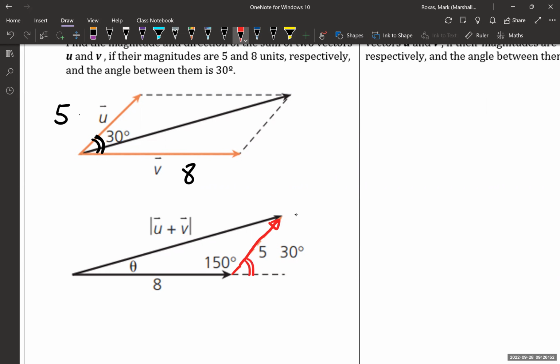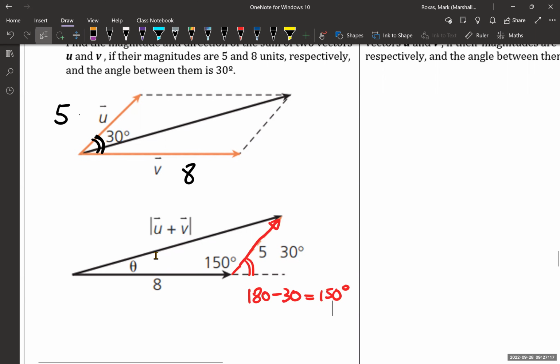Okay, but I don't need that 30 degrees. I want the angle inside the triangle because we're dealing with solving triangles here. So the angle inside the triangle is going to be 180 minus 30, which is 150. And that's just the complementary or supplementary angle rule. All right, so we have a flat horizontal line, the angle adds up to 180.